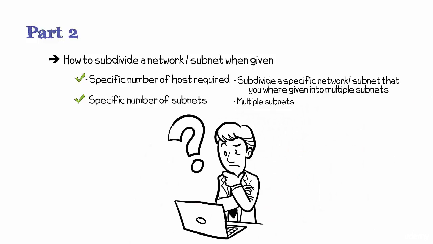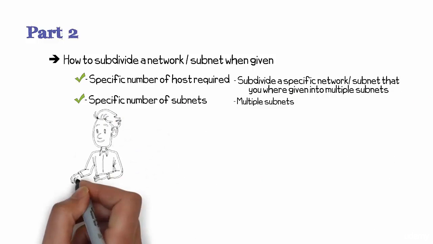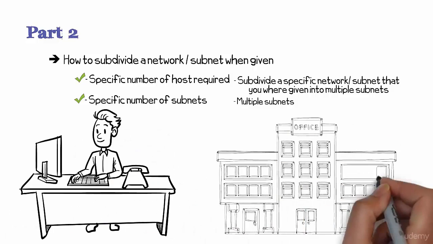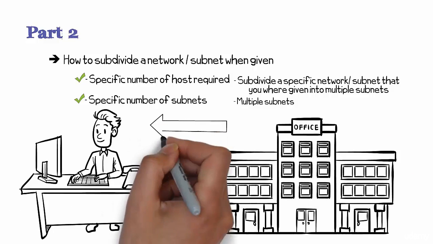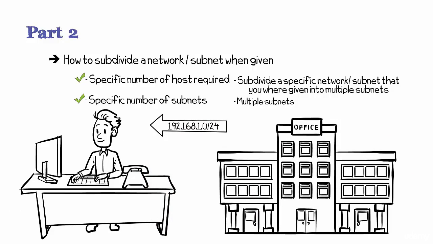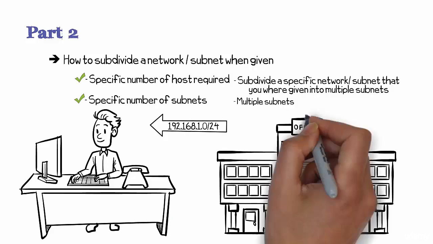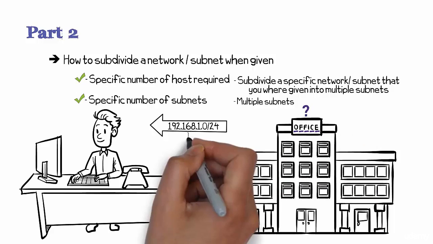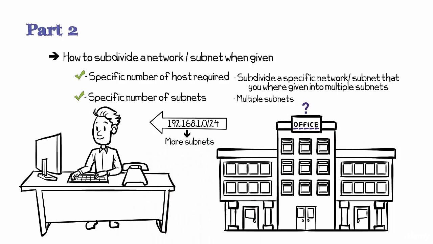Why would this be required in the real world? Well, you might be the administrator of a remote site, and the head office has allocated you a specific subnet. Let's say 192.168.1.0/24. Now that is only one subnet. What happens if you require multiple subnets? Well, you could ask the head office to give you more subnets, but they may tell you that you don't require multiple subnets and that you are to subdivide that subnet into more subnets.